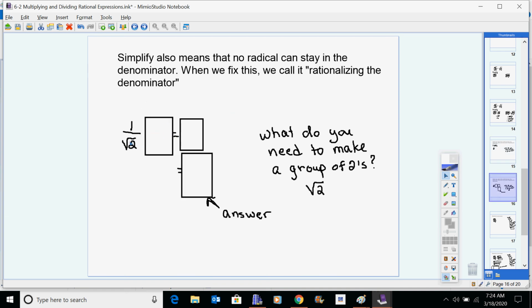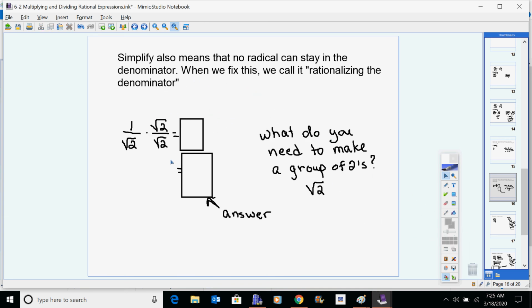And the way we think about that is that in order to bring out 2's, I would need a pair of 2's. So I need another one down here. Now, if I just multiply a denominator by square root of 2, you can't do that and keep the same value, but you can always multiply something by 1 to keep the same value.